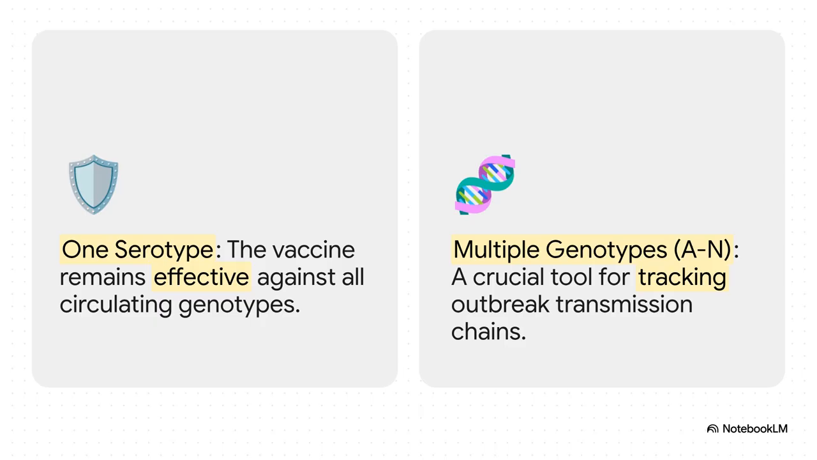But genetically, it's a different story. There are lots of genotypes, from A to N. And while that doesn't help the virus dodge the vaccine, it gives us in public health an incredible tool to track the exact transmission chains of an outbreak.